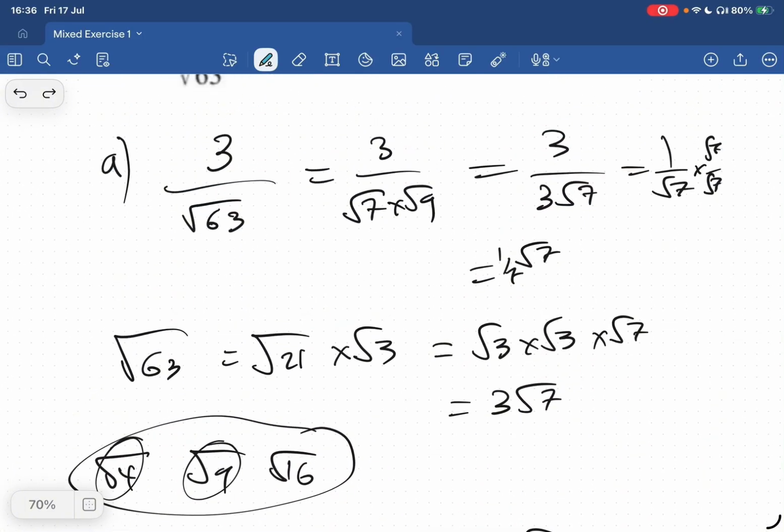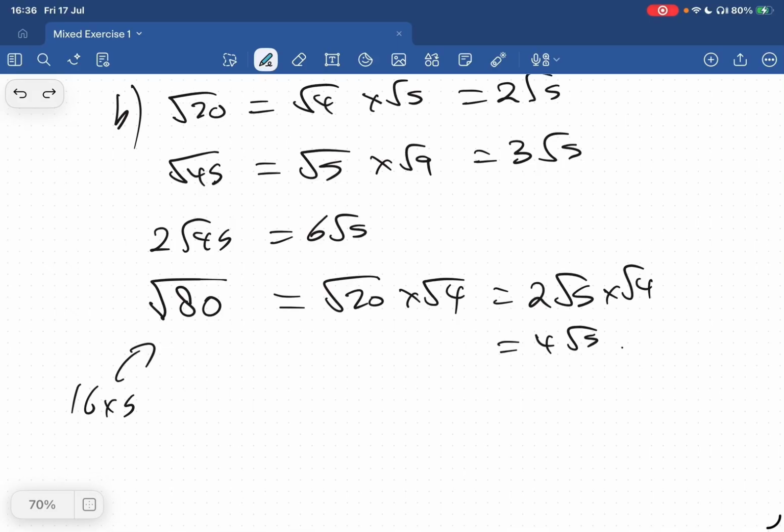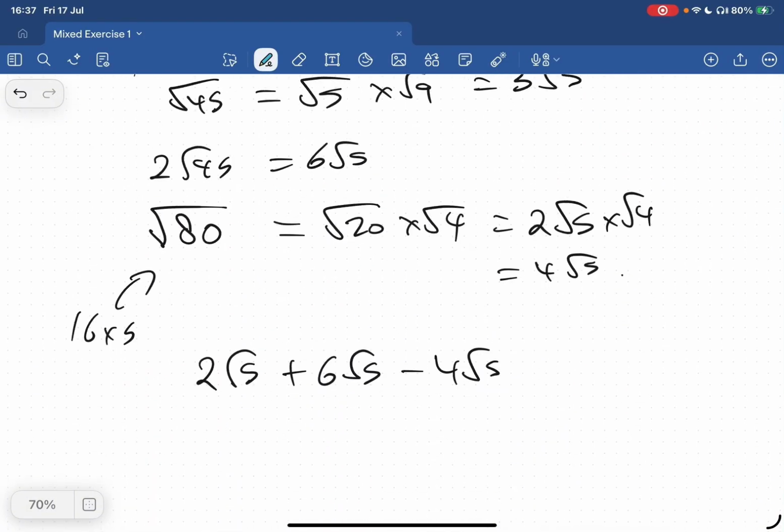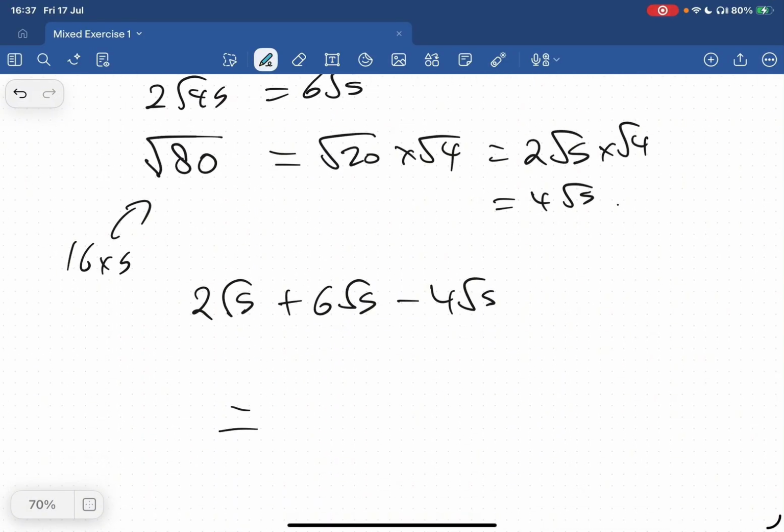So rearranging what we had into the equation then, root 20 plus 2 root 45 take away root 80. Was that the equation? Yeah, that was the equation. So then we have 8 root 5 take away 4 root 5, so 4 root 5 is our final simplified answer.